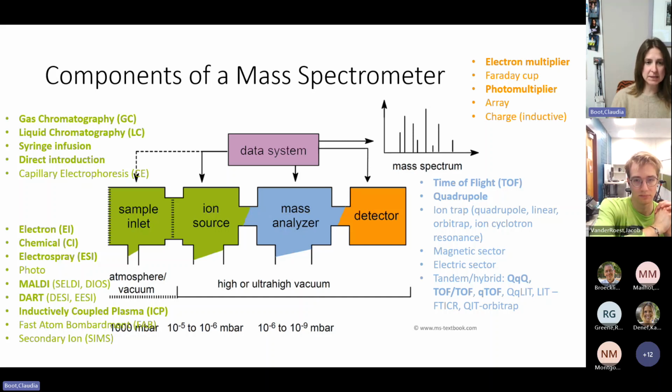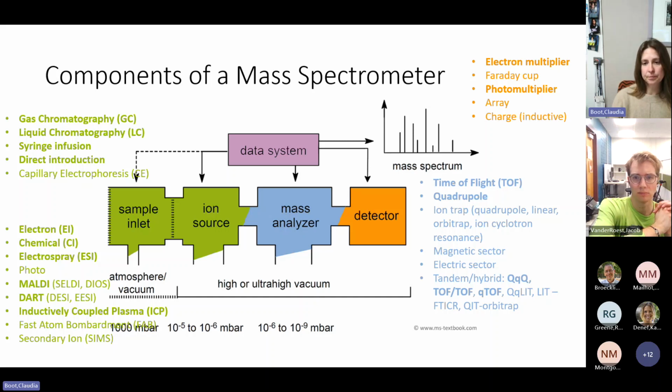So we've got GC, syringe infusion, and direct introduction of samples. We have a whole bunch of different types of ionization: electron, chemical, and electrospray ionization, as well as direct detect ionization sources, MALDI, which is matrix-assisted laser desorption, and DART, which is direct analysis in real time, as well as ICP ionization.